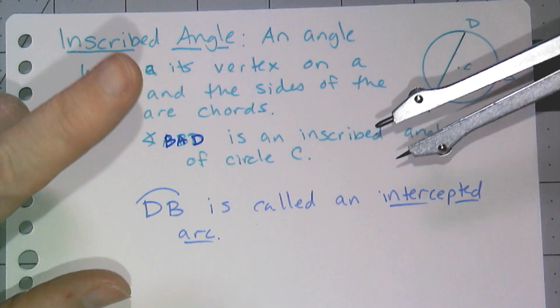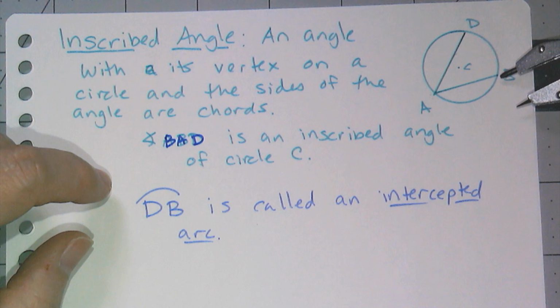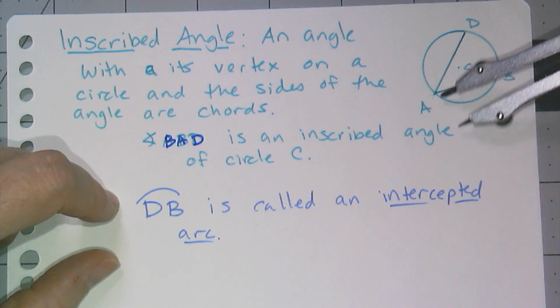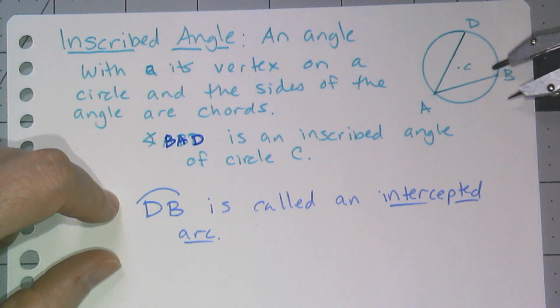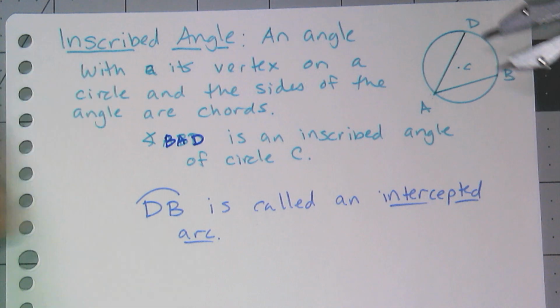Now, one thing that we talk about is angles intercepting arcs. So DB, this arc, is intercepted by this angle DAB. It's basically, it means the angle cuts that little arc of the circle. That's what intercepted arcs are. And that does it for our circle vocabulary.